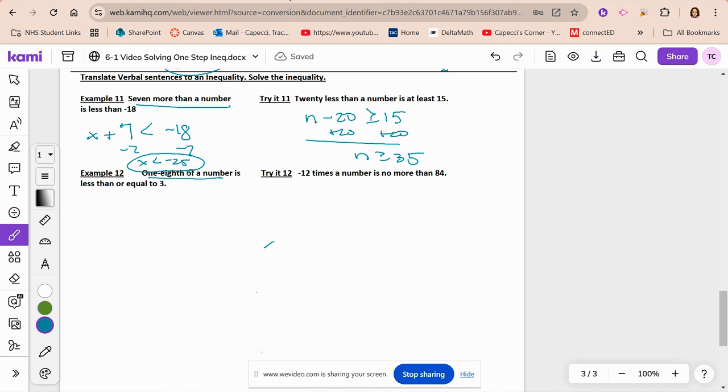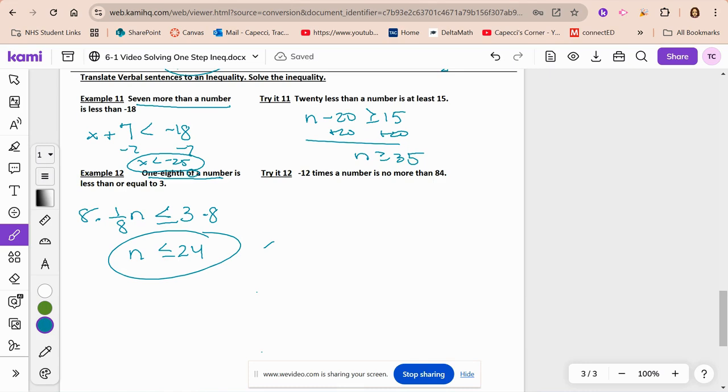All right, we'll keep going. 1/8 of a number. Remember, we talked about earlier in this lesson that "of" means times. 1/8 of a number is less than or equal to 3. Okay, I'm going to solve it. I'm going to multiply both sides by 8, and I have n is less than or equal to 24.